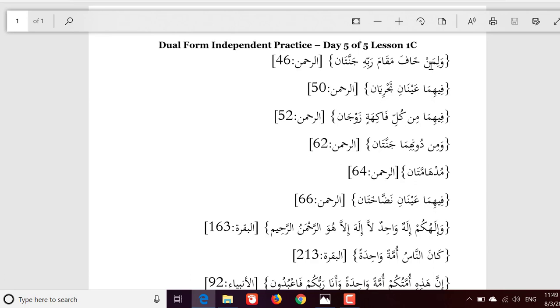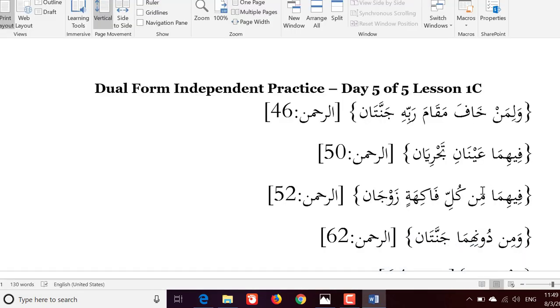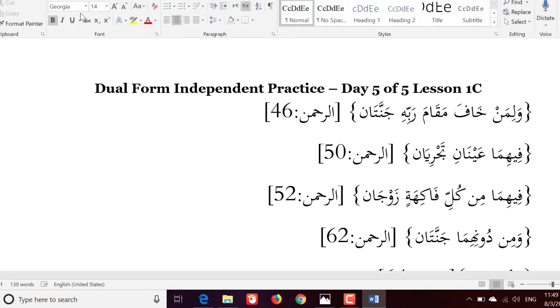Okay, so here it says وَلِمَنْ خَافَ مَقَامَ رَبِّهِ جَنَّتَانِ. Let me pause this for a moment. Okay, all I really did there in that pause, I changed it from the PDF to the Word document, so that way I could actually highlight it and you'll be able to see what I'm highlighting. So here it says, وَلِمَنْ خَافَ مَقَامَ رَبِّهِ جَنَّتَانِ. Okay, so we're looking for the dual form, and the way we recognize the dual form, again, is with that aleph and that noon at the end.